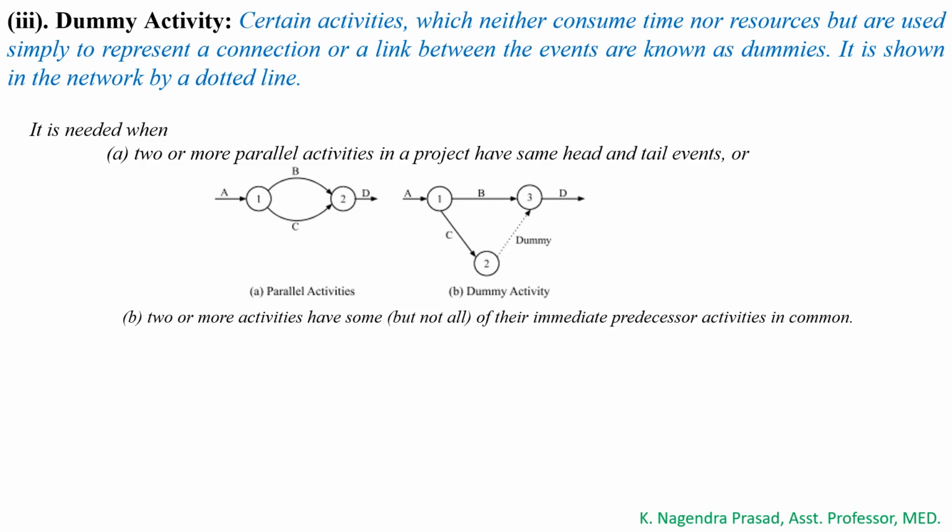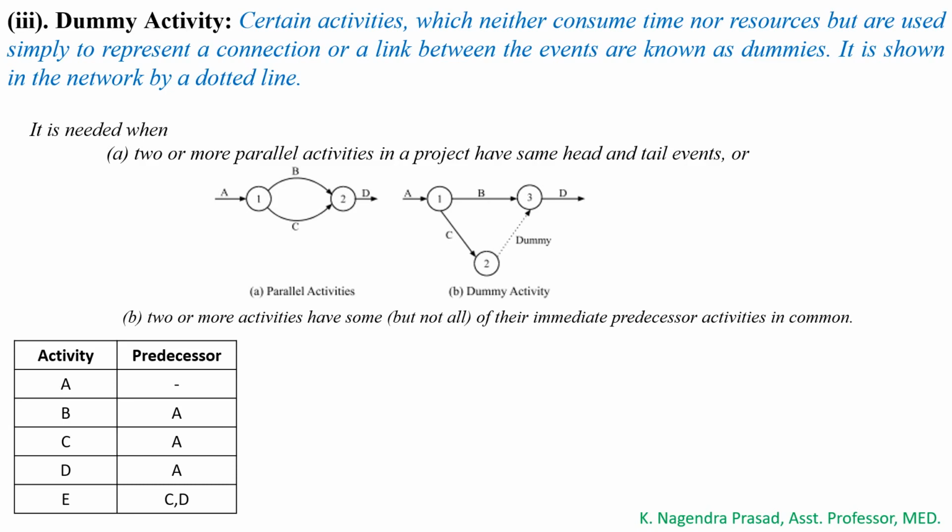Second condition is when two or more activities have some of their immediate predecessor activities in common. So we will discuss this with one example. Let's see the example. Here A is the initial activity since it has no predecessor activity, and B, C and D are successors of A. We can also say that A is the predecessor of B, C and D.